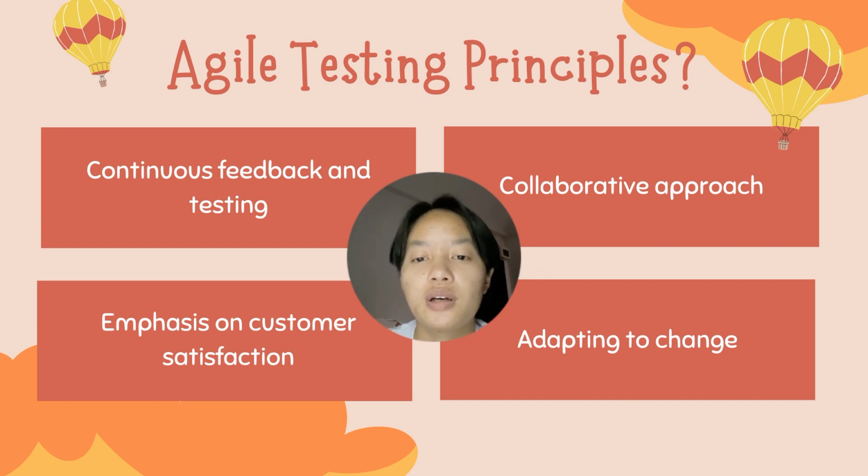Adapting to change. Agile testing recognizes that change is inevitable and embraces it as part of the development process. This means being flexible and adapting to changing requirements, priorities, and technology to ensure that the software being developed is always relevant and up to date.